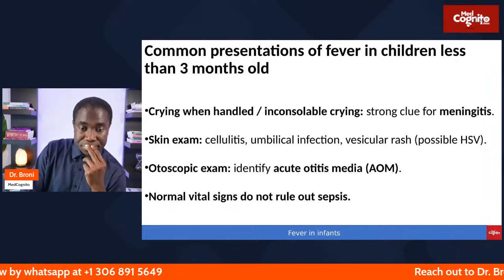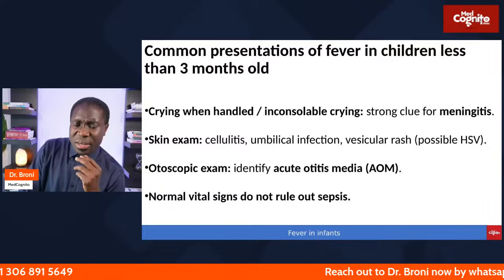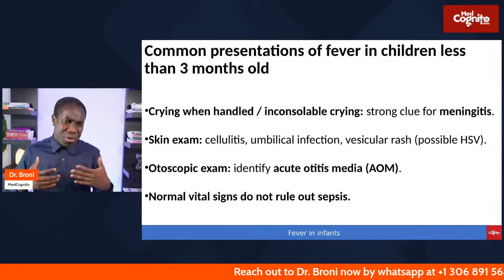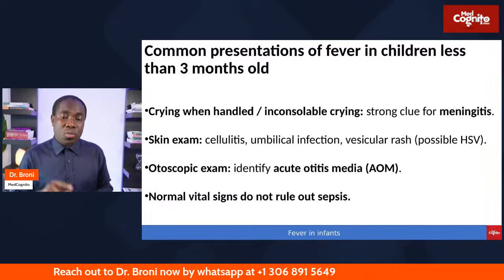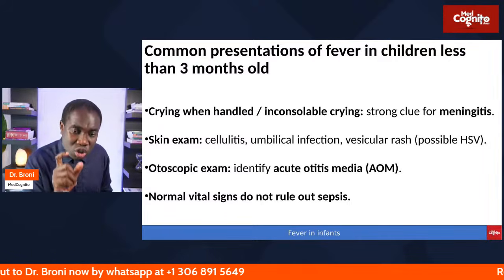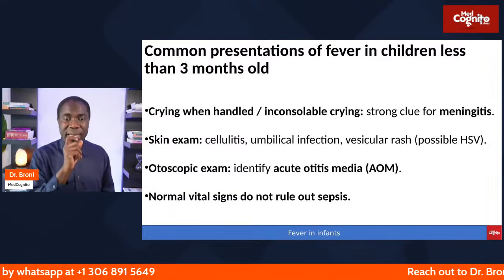And then they may also present with crying. They're so irritable. They are inconsolable even when they are crying. When you see that, it's a very, very strong clue for meningitis.